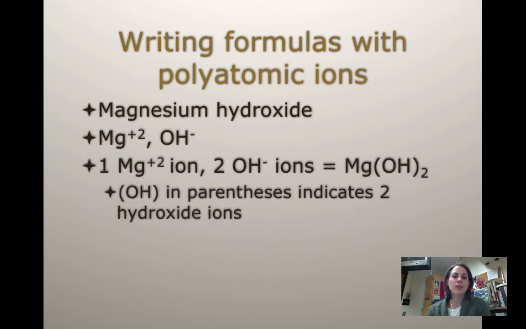Together, that polyatomic ion has a -1 charge, so it gained 1 electron. In order to make my formula neutral, I need 1 magnesium ion and 2 hydroxide ions. So my formula is going to be Mg, and I'm going to use parentheses to indicate that I have 2 hydroxide ions: Mg(OH)2. That distinction is really important. If you have more than one polyatomic ion, you need parentheses in your formula. Otherwise, if you just have one, you don't need parentheses.